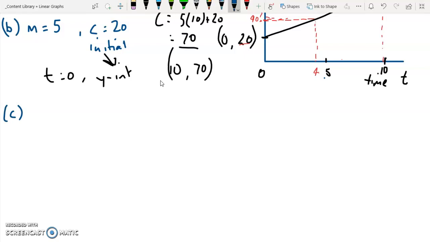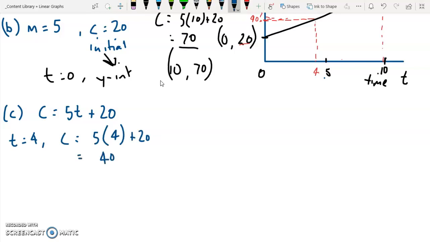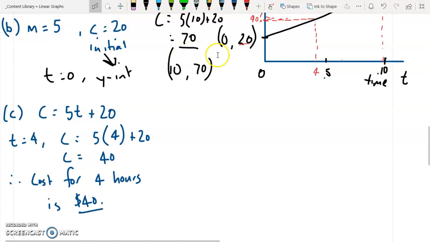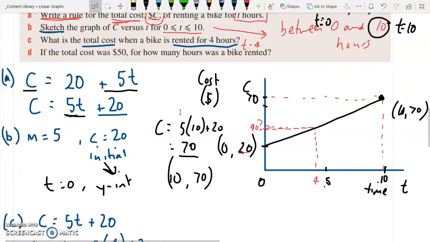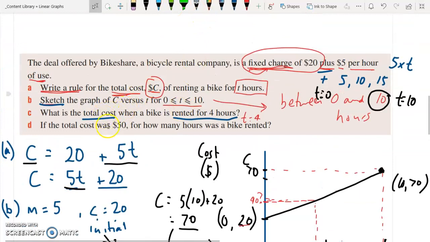So our function was c equals 5t plus the initial cost of 20. So if t equals 4, the total cost is going to be 5 times 4 plus 20, which is equal to $40. Therefore, the cost for 4 hours is $40. Always finish with a written answer for our questions. And yeah, next one for D.